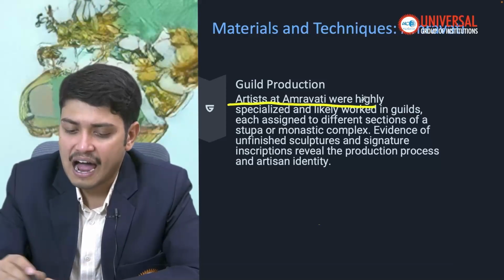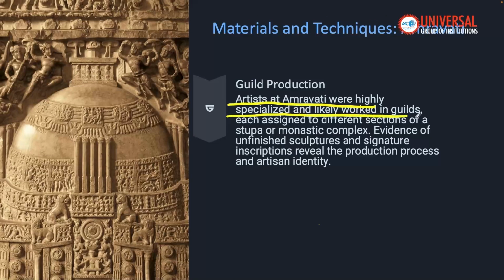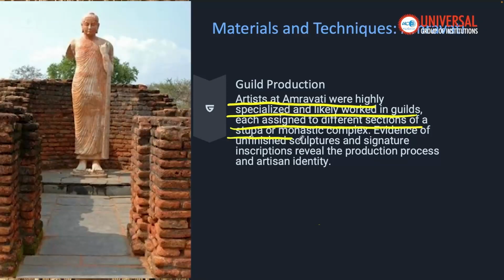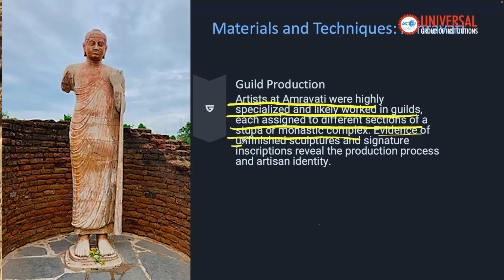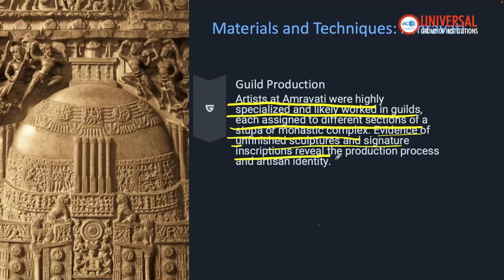Artists at Amaravati were highly specialized and likely worked in guilds, each assigned to different sections of the stupa or monastic complex. Evidence of unfinished sculptures and signature inscriptions reveal the production process and artisan identity. This is very important because in the ancient period you never get to know about the artisan identity. But Amaravati School of Art, because of the complex nature of this school of art, of using linear plasticity, etc., you get to know about the artisan's identity.